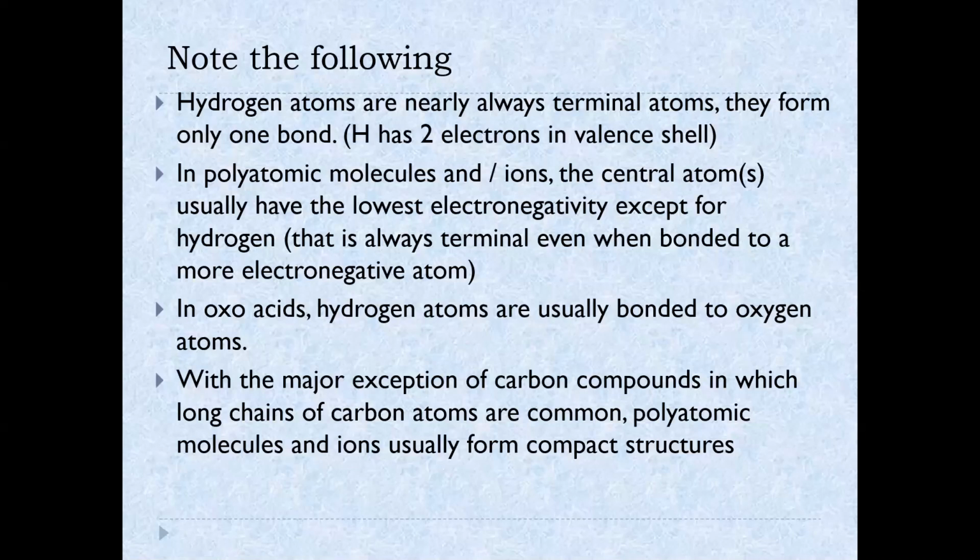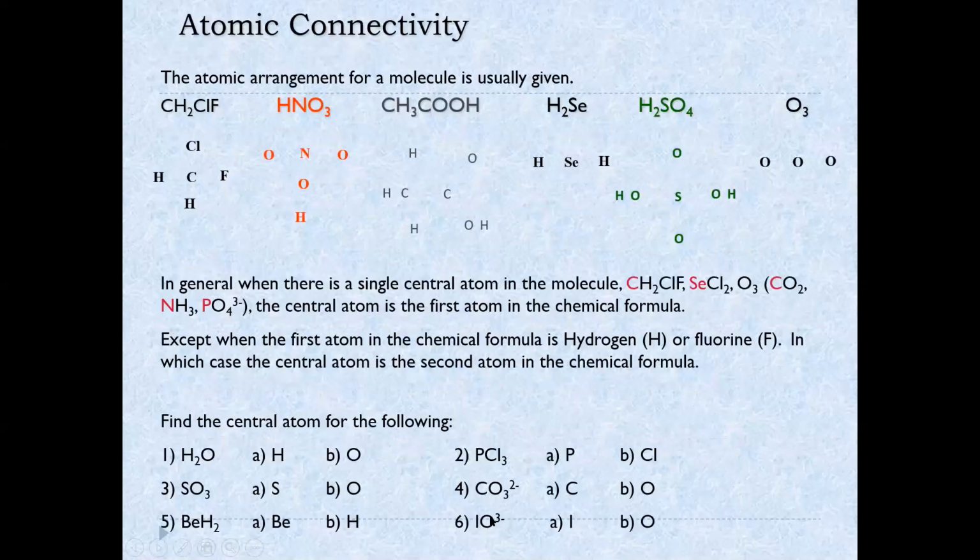We look at that one. So in polyatomic molecules or ions, the central atoms have the lowest electronegativity. So you only have two atoms that can stand as central atom. The one with the lowest electronegativity will be the central atom.